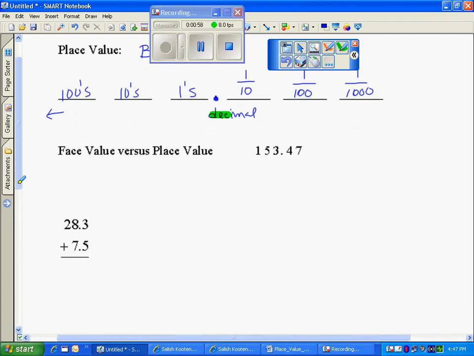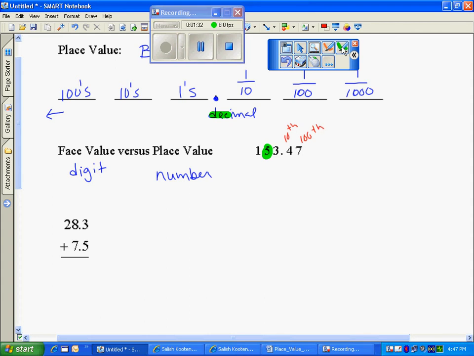What do we mean by that? Face value is just the name of the digit. For example, if I look at the 5 in this location, I would say 5 is the digit, the place value is the tens, or the number itself, so that would be 50. So when we read this number, we don't say 153.47. The 4 has a place, and that 4 is in the tenths, and the 7 is in the hundredths.